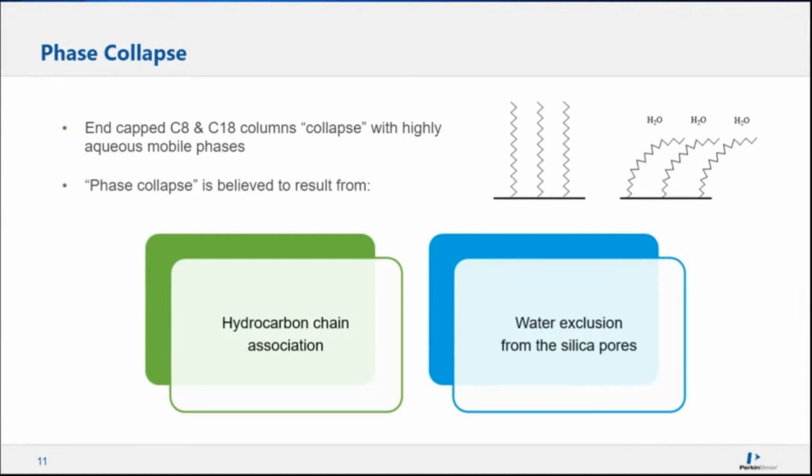There are several reasons why the end-capped C8 and C18 fail to perform adequately under highly aqueous mobile phases. It is chiefly believed that there is a hydrocarbon chain association and a water exclusion from the silica pores. The pores are very important for the interaction of the analyte and the stationary phase, as most of the bonded stationary phase resides in the pores of the column.